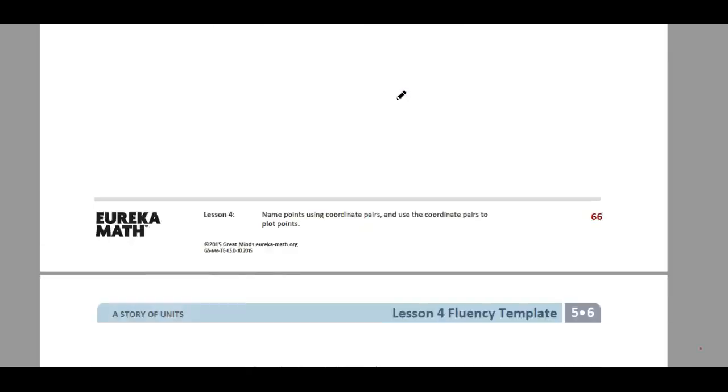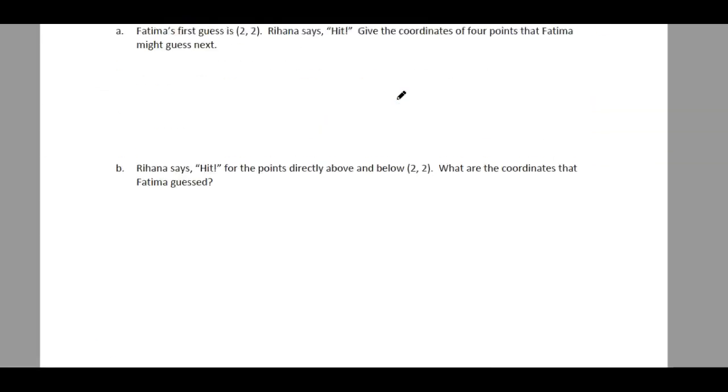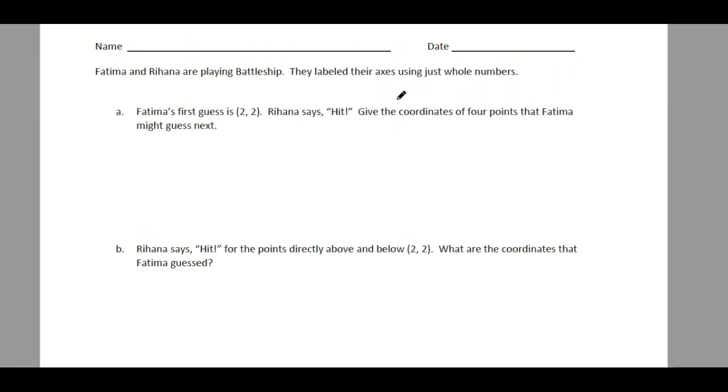Let's scroll you on to homework. No, skip that. Exit ticket. That's what we need. Fatima and Rihanna are playing Battleship. They label their axes using just whole numbers. Fatima's first guess is 2, 2. Rihanna says, hit. Give the coordinates of 4 points that Fatima might guess next. So if you imagine this, 1, 2, 3, 4, 1, 2, 3, 4. And you know you're going to go over 2 and then up 2.